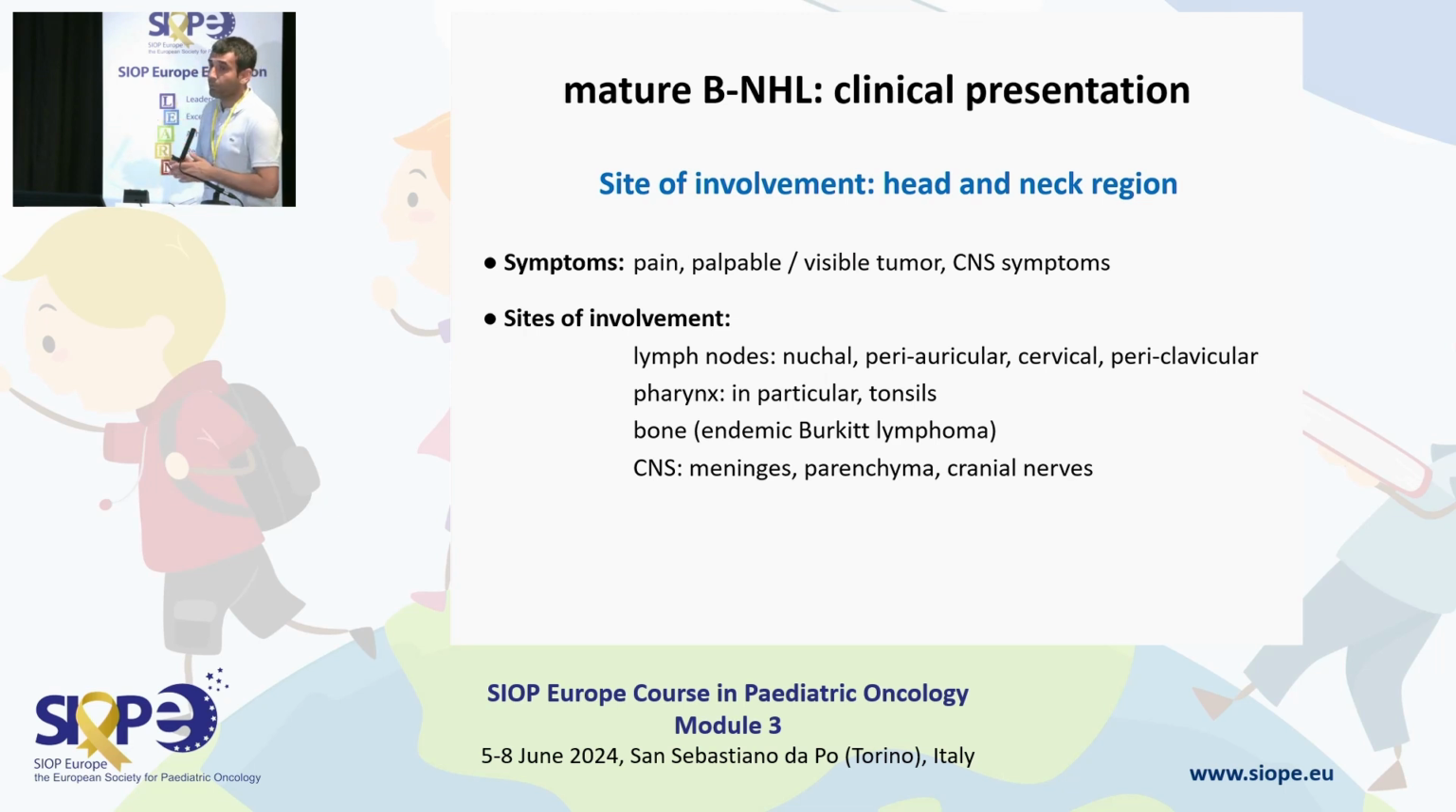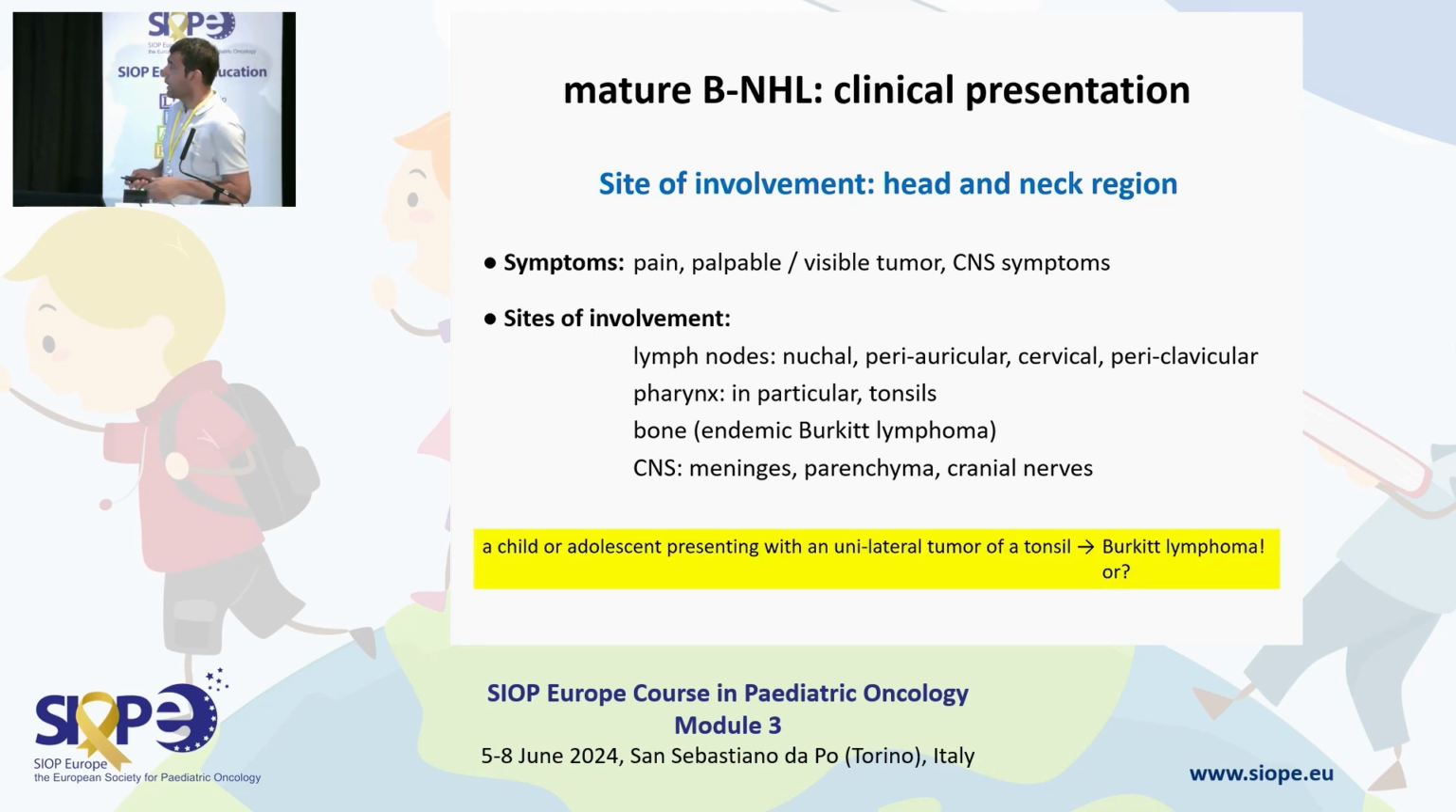So now a few general things. You know that the most frequent sites of involvement of Burkitt's are, of course, the abdomen, and the second position there is the head and neck region, where all these different structures, the lymph nodes, the pharynx, also the bone, especially with endemic Burkitt lymphoma, and of course, structures of the central nervous system can be involved. So I think you should always bear in mind, if you have a patient with a unilateral tumor of the tonsil, that this could be a Burkitt lymphoma or perhaps also some other types of lymphomas. It could be this pediatric type follicular lymphoma, and what we have also learned recently by a study that we performed, it could also be a large B-cell lymphoma, IRF4 positive, which is a specific subtype of large B-cell lymphomas.